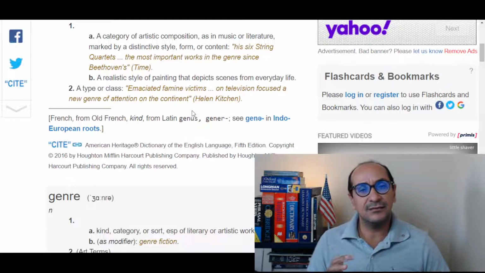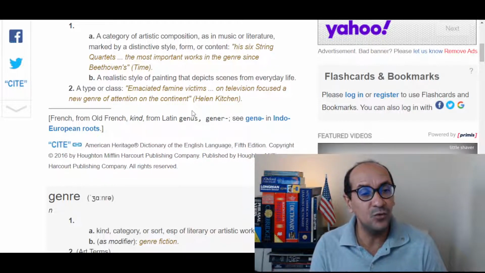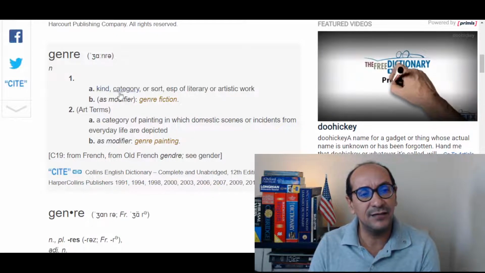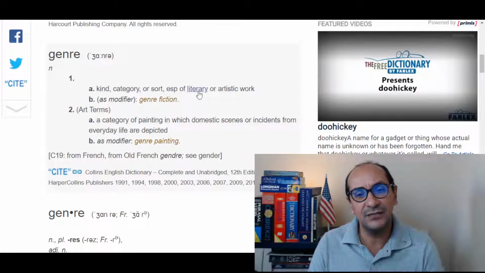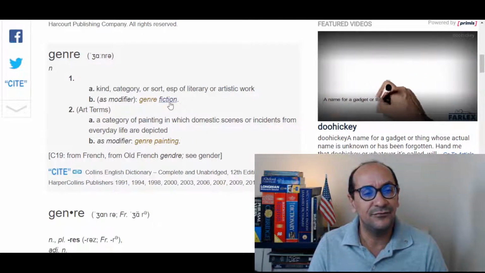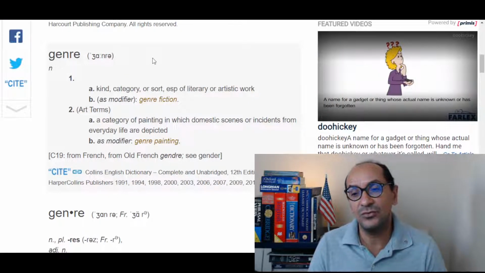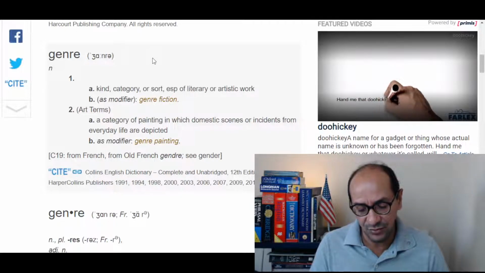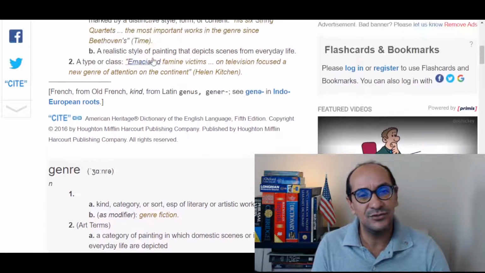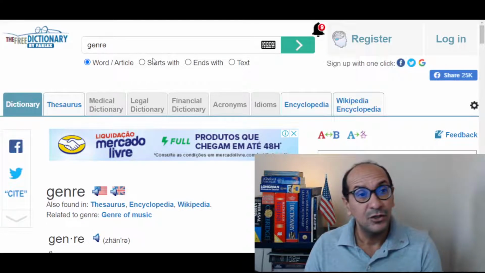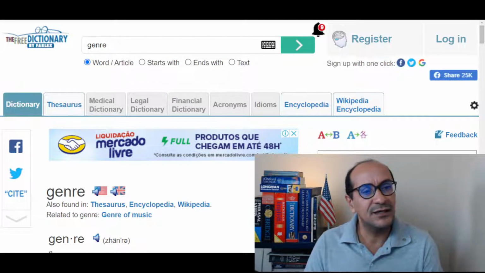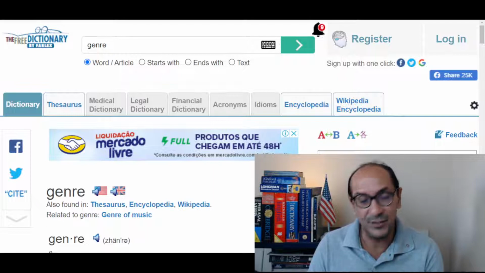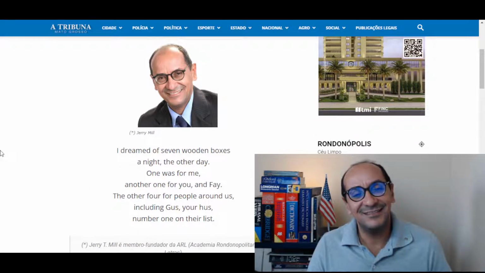So when we say the types of, the kinds of music or movies or the like, this is what we are talking about here. So you say about the kind, the category, the sort of literary or artistic work, like fiction or painting, and it goes on. So if you translate the words gender and genre into Portuguese, you're going to have very similar words, not to say the same word. Just to give you an example of something that I have, I like to write poems, right? I like to write articles, so I'm a writer sometimes. So today, wow, man, that's a sexy guy, huh?